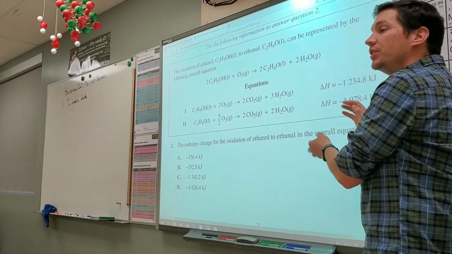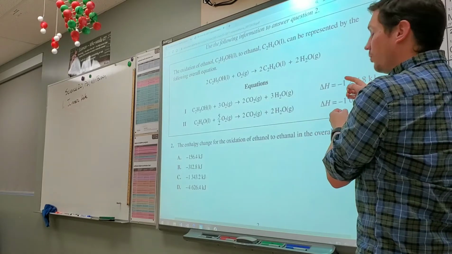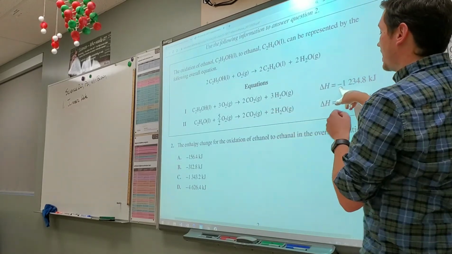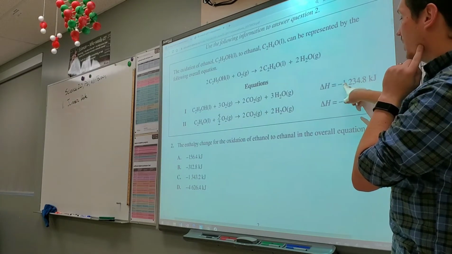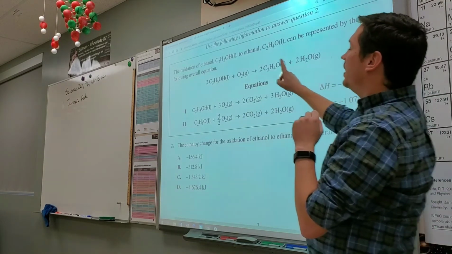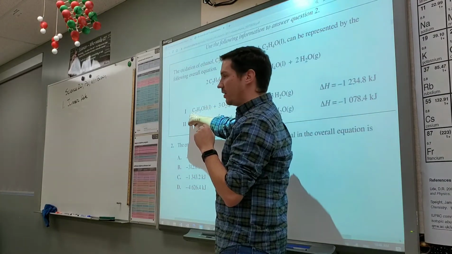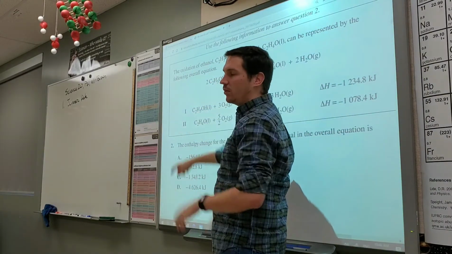And you have to know that this means that 1,234.8 kilojoules are released for every how many moles of ethanol? 1 for every 1 mole of ethanol.